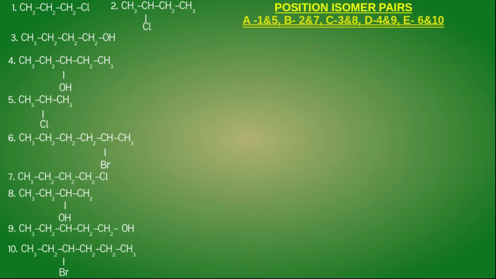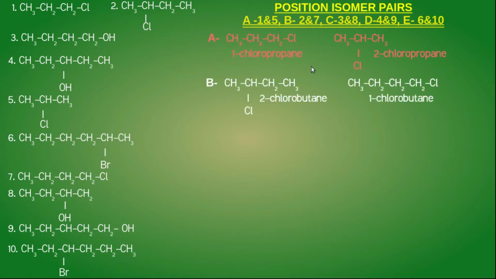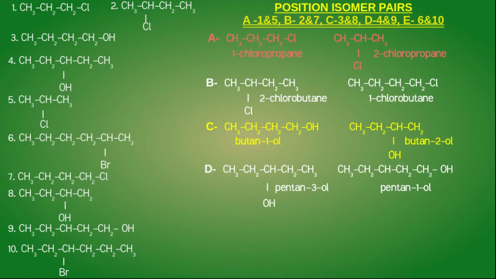These are the pairs of position isomers. A. 1-chloropropane, 2-chloropropane. B. 2-chlorobutane, 1-chlorobutane. C. Butan-1-ol, butan-2-ol. D. Pentan-3-ol, pentan-1-ol. E. 2-bromohexane, 3-bromohexane.